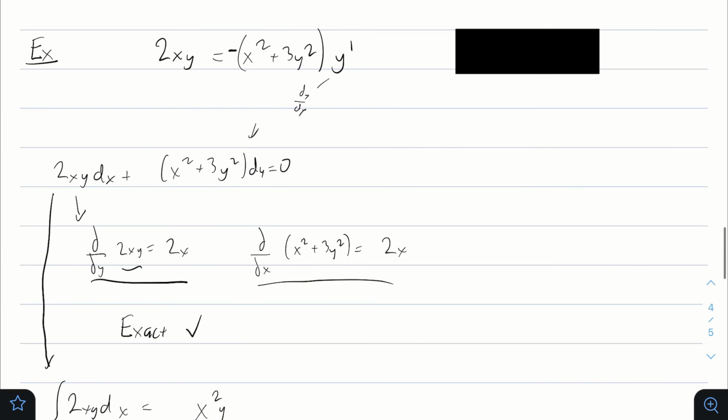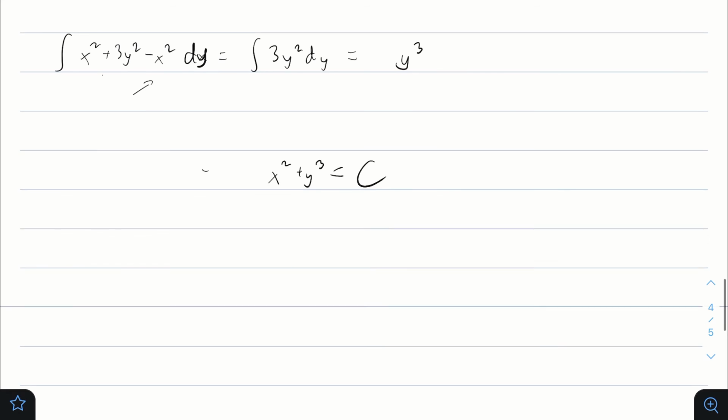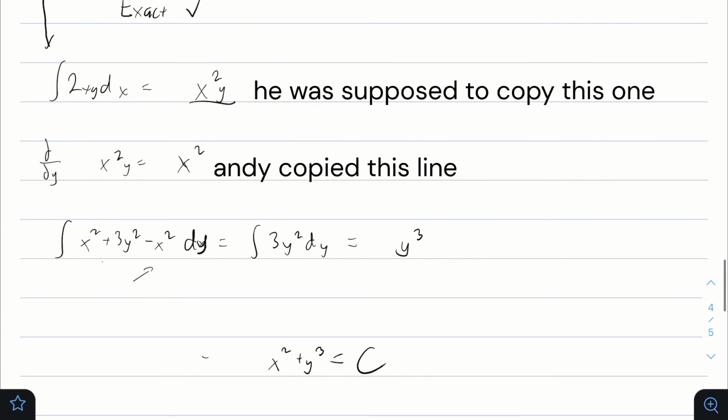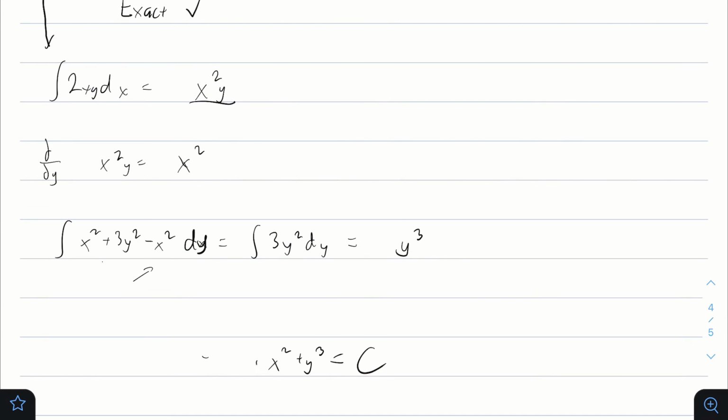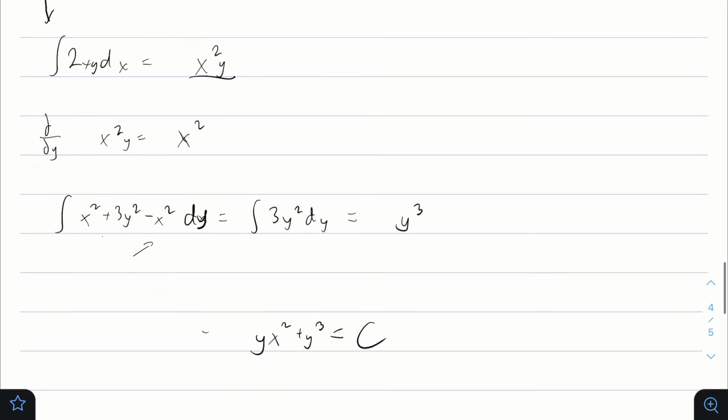And if we look at the answer that I got and somehow forgot to erase my work, let's see. Oh no, what am I missing? Oh yeah, y x squared. My bad, I miscopied.